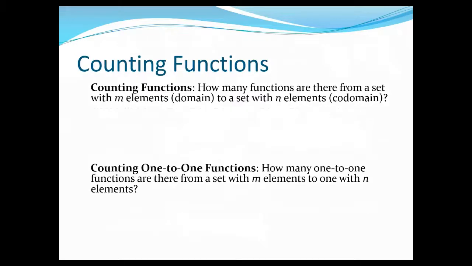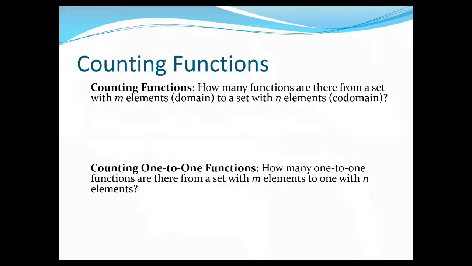In case we have this rule, we have the one-to-one function. A one-to-one function means one input will result in an exclusive result, which is not shared with other values in your domain. So how many one-to-one functions are there from a set with m elements to one with n elements?